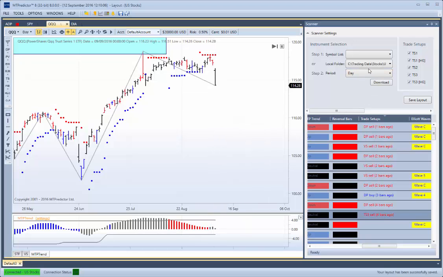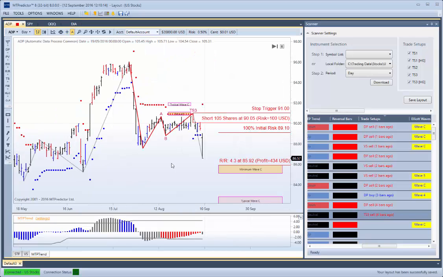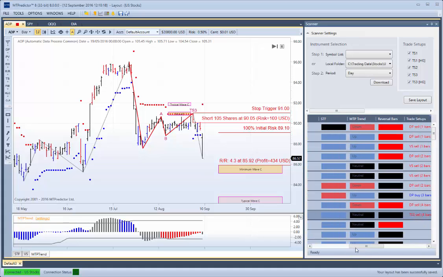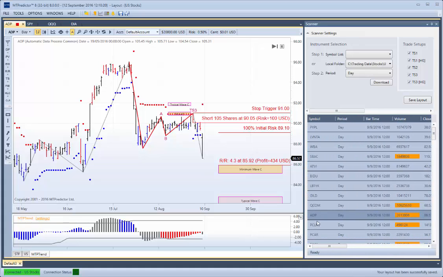I just did a scan on the NASDAQ 100 and came up with some sell setups. If I go to our first chart here, this was one that I looked at in particular. You can see it actually had a TS3 sell setup. If I scroll along here, it was ADP. This is one I looked at.